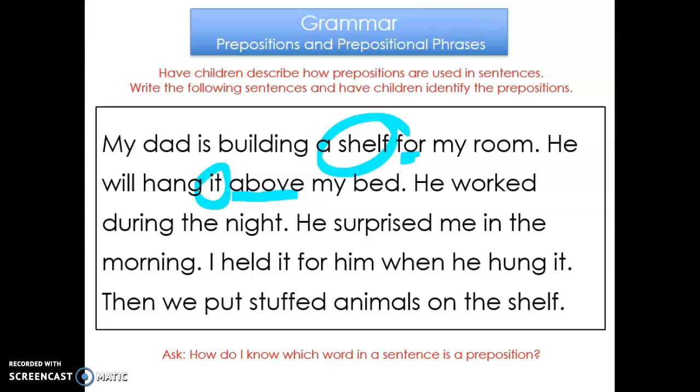He worked during the night. When did he work? He worked during the night. So these connect worked and the night. He surprised me in the morning. I held it for him when he hung it. Then we put stuffed animals on the shelf.